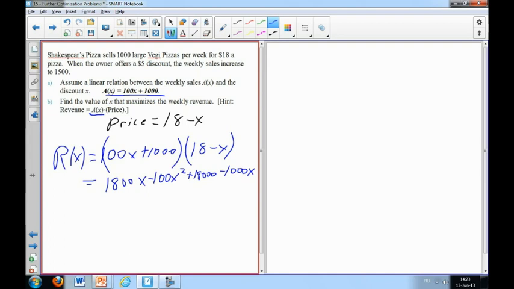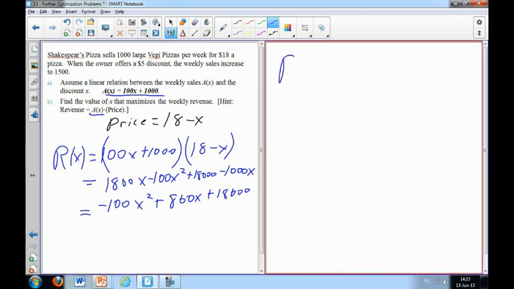Now, combine like terms, and we'll find that this is equal to, with the x squared first, minus 100x squared plus 800x, when we add the 1800x and subtract 1000x, plus 18,000. Now, this is what our R of x is. We want to calculate our R prime of x, our marginal revenue. Well, minus 100 times 2 gives us minus 200x to the first power plus 800. And we know that we set this equal to 0 and solve.